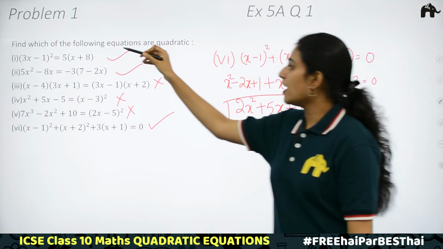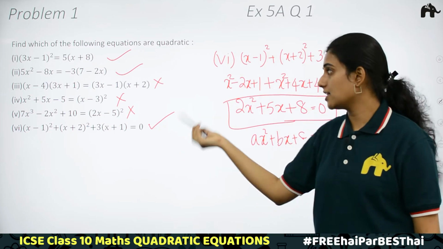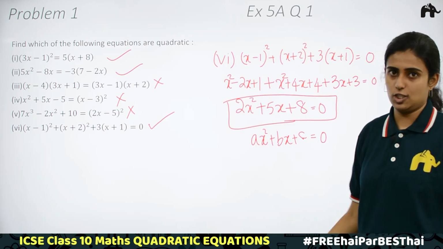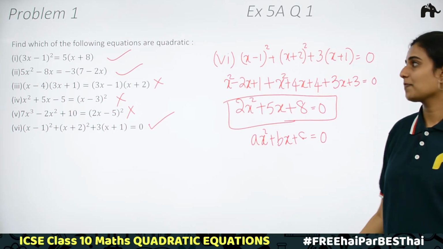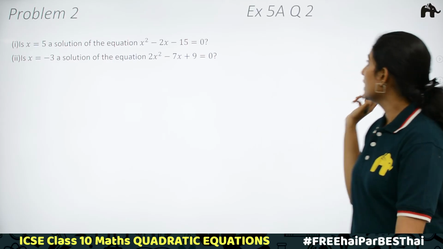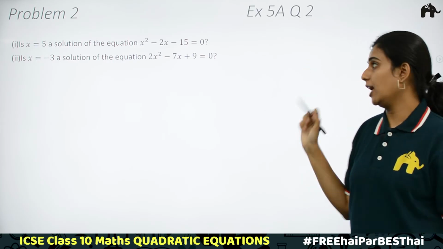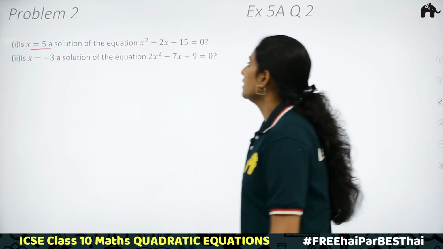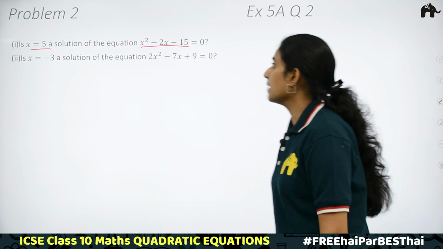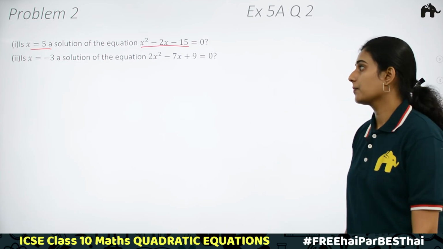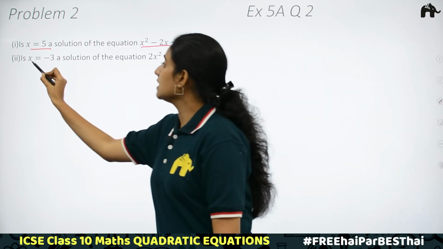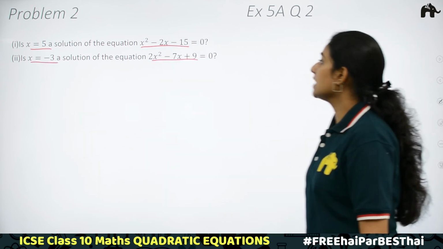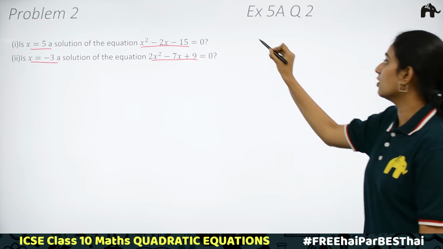We obtained 1, 2 and 6 are quadratic equations. 3, 4 and 5 are not quadratic equations. Clear? Okay. Problem number 2. Question number 2 of exercise 5A. First part, is x is equal to 5 a solution of the equation x square minus 2x minus 15 is equal to 0. And the second part, is x equal to minus 3 a solution of the equation 2x square minus 7x plus 9 is equal to 0.